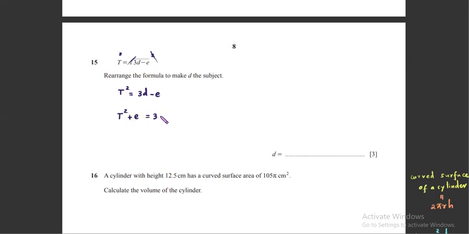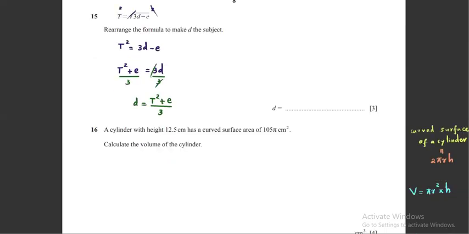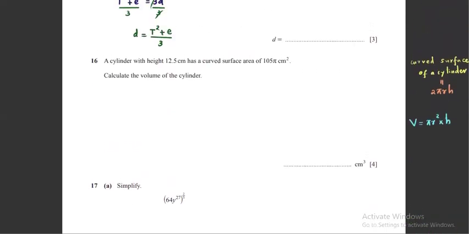So this is equal to 3d. Then I need to get rid of the 3 that is connected to this d by dividing both the sides by a 3. So when I divide both the sides by a 3, I get the value of d. So d is equal to t squared plus e, the entire thing over 3. This will be our answer. Let's move on to question number 16.